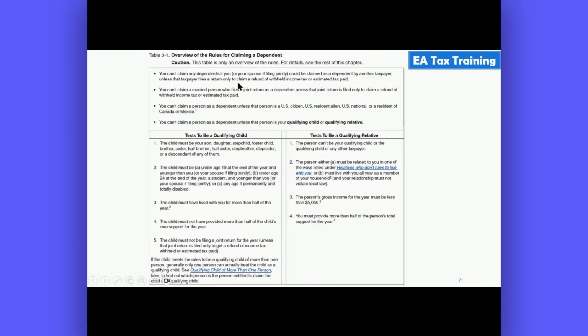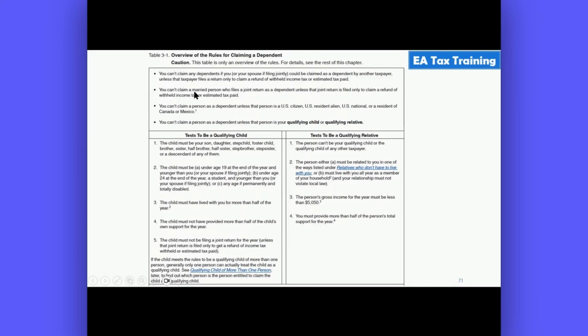But the main rule you want to remember is if you can be claimed as a dependent on someone else's tax return, then you cannot claim any dependents yourself. Next, you cannot claim a married person who files a joint return as a dependent unless that joint return is only filed in order to get a refund of amounts that are already paid in.